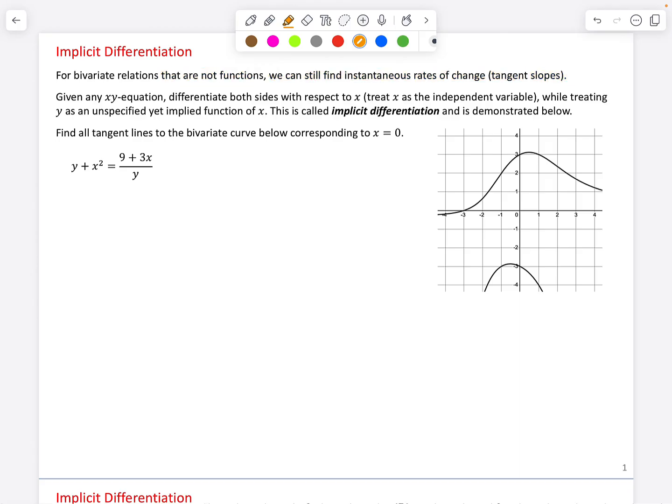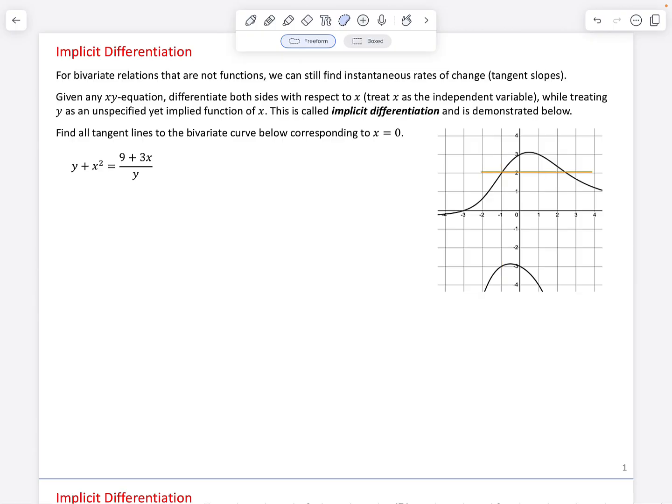An example of a bivariate relation in the form of an equation is given right here. The set of all points that satisfy this equation can be plotted to produce some sort of graph. Now that graph is over here found using technology. Now this relationship between x and y is a non-functional relationship, meaning specifically that y is not a function of x, because here we have a vertical line that intersects the graph more than once, meaning there's more than one output for a single input. So y is not a function of x.